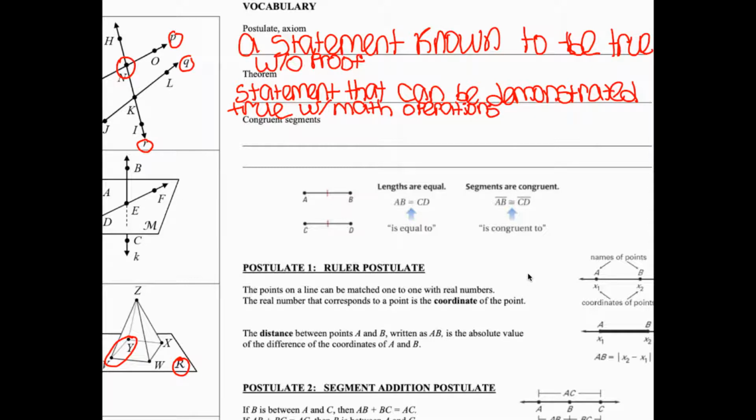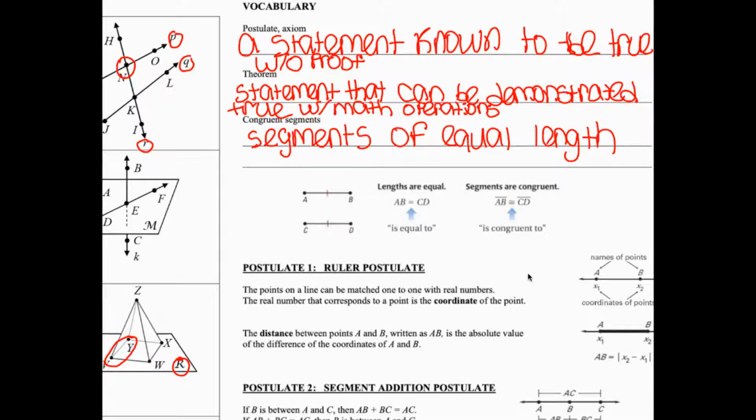Okay, and then congruent segments is segments of equal length or distance. So congruent means equal. And you will learn when to use congruent and when to use equal very soon. But for now, just know that congruent means equal. So it's segments of equal length. So it gives you that example there.